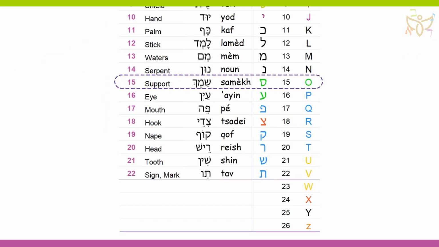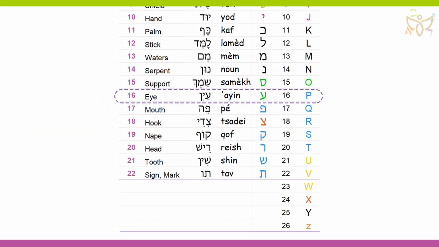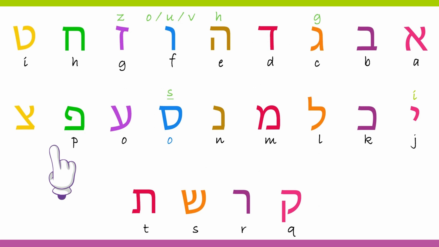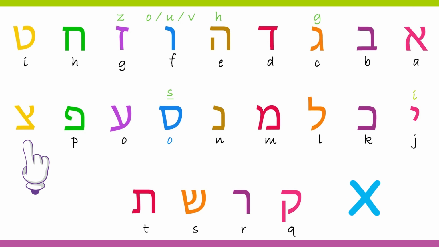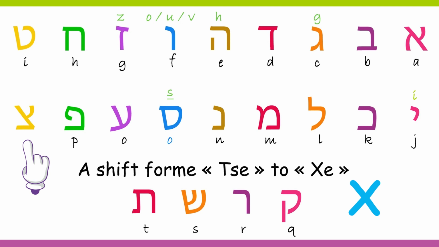However, the letter is positioned where we have our P, but it should be noted that from Pei onwards, the letters are all shifted until the end. The next letter is Tsadi. Does it have an equivalent in English? No, there isn't a direct equivalent for the letter Tsadi in English. However, its shape may remind us of the letter X in our alphabet, but this remains a supposition. Nevertheless, we can imagine there was a shift from Tse to Kse.